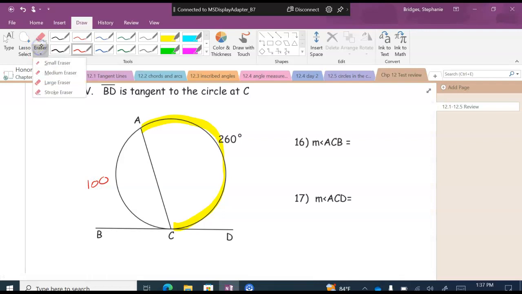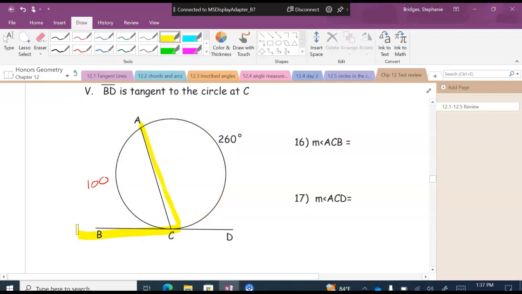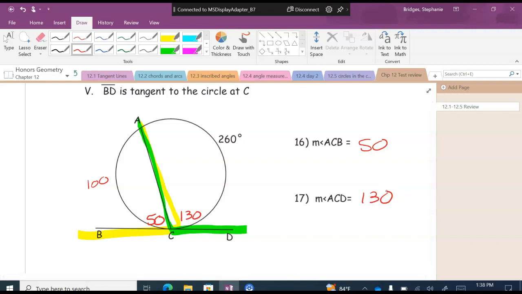Then it's asking for the angles. It is asking for angle ACB. That is inscribed or central? Well, not really inscribed, but it's kind of like an inscribed, which means it's how much of its arc? Half. So what is that angle going to be? Right? And then the other angle is ACD, which is also half of its arc. So really you could have just found one of the angles and subtracted it from 180 to get the other one.